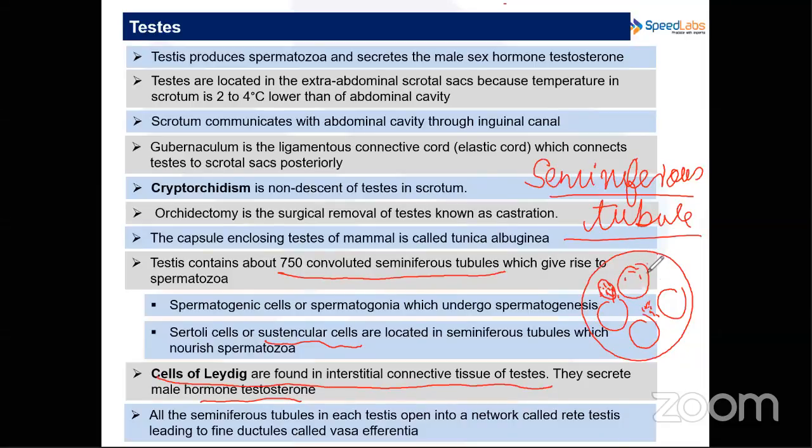Inside the seminiferous tubule, the sperms are formed. So you will find various stages of the development of sperm inside the seminiferous tubule, while between the seminiferous tubules you will find interstitial cells. The alternative name is cells of Leydig, also called interstitial cells. What is the function of these cells of Leydig or interstitial cells? Their function is to produce the male hormone testosterone.